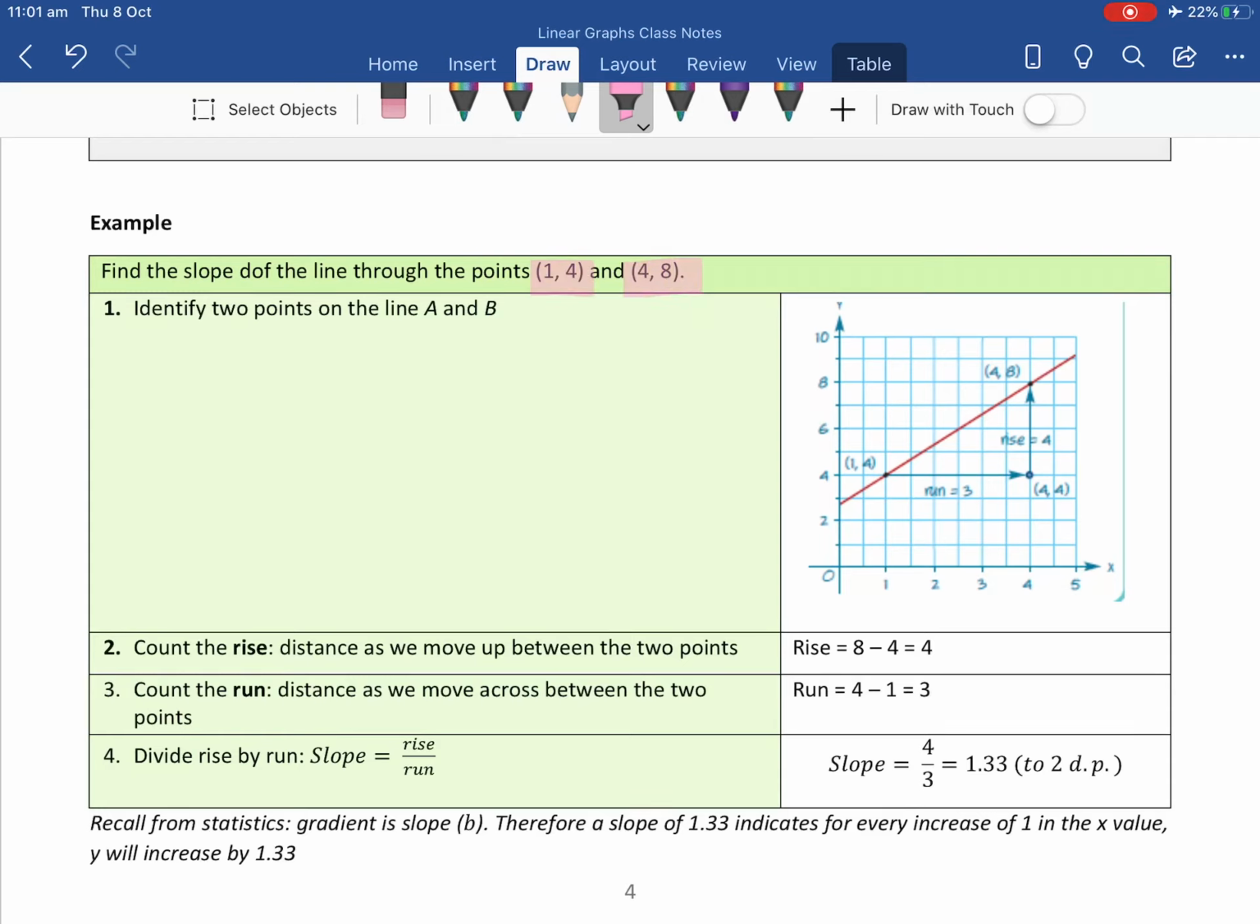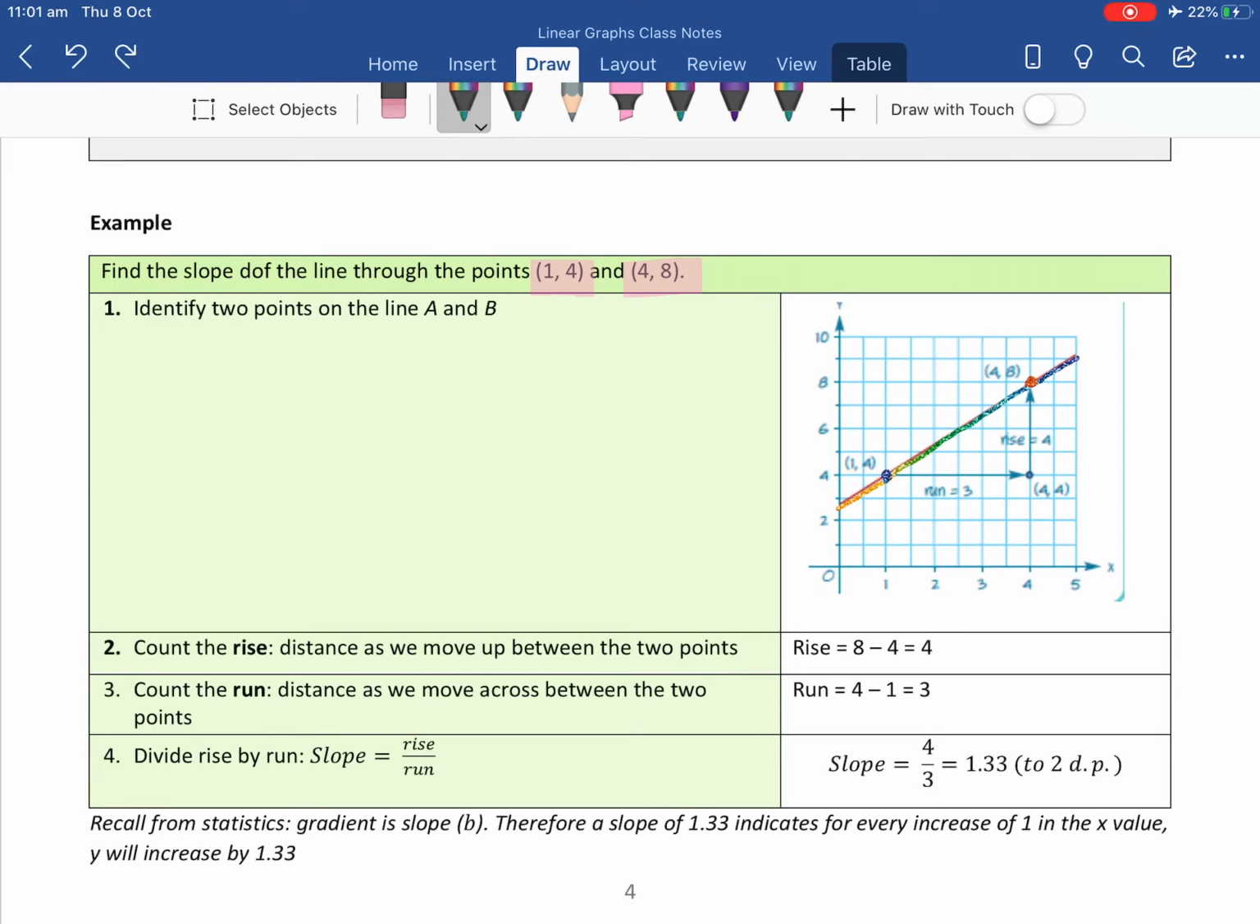As an example, for this one, we have the points (1, 4) and (4, 8) on a line. To show that a bit better, this is your line. We've picked 2 points on the line, so this one and this one. Now you can pick any 2 points. The reason those ones are easy is because the point here has the x coordinate 1 and y coordinate 4. That makes it easy.